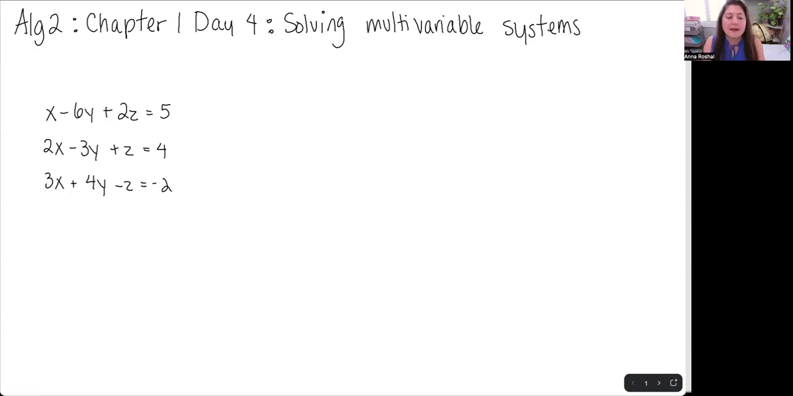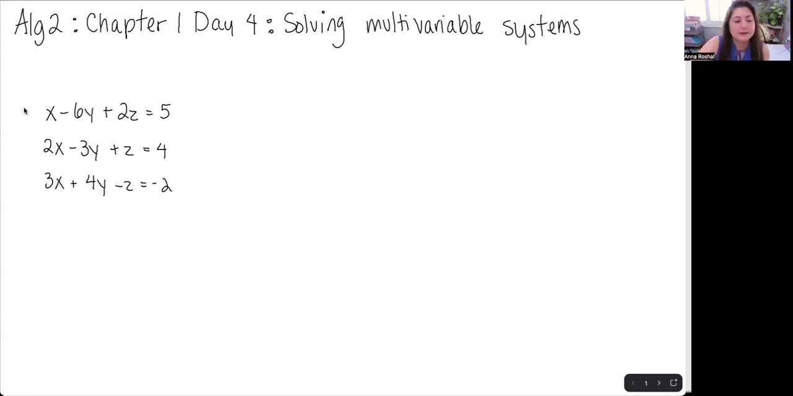And so what's happening with these multivariable systems is our goal is to combine a couple of equations so that we eliminate one of the variables, and then we go in and we combine those two equations, and then we solve for one variable, solve for the next, solve for the next. That's kind of like your three-step process, I think it was.